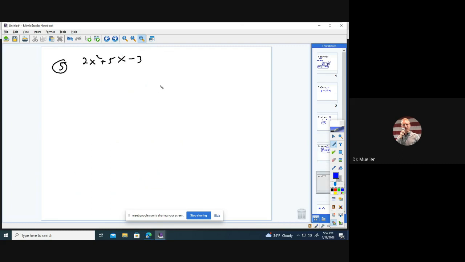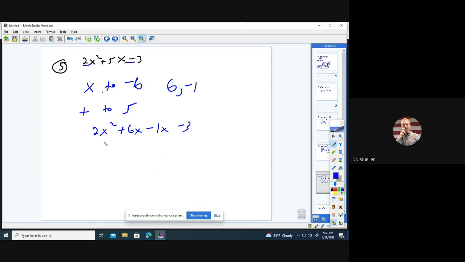Number 5. So this is one where I taught you guys 2 methods to do this yesterday. We're factoring by grouping. We want to find 2 numbers that multiply to the product of 2 and negative 3, which is negative 6, and add to the middle one, which is 5. The 2 numbers that multiply to negative 6 and add to 5 would be 6 and negative 1. So then we're going to set it up as 2x squared plus 6x minus 1x minus 3.